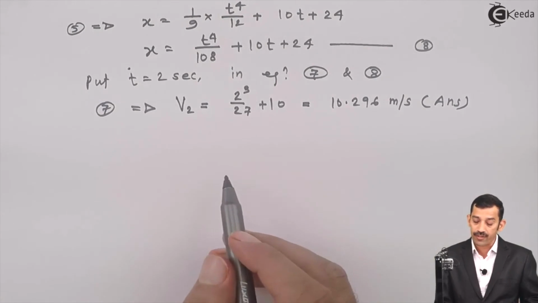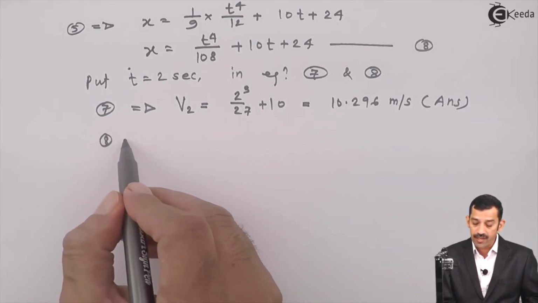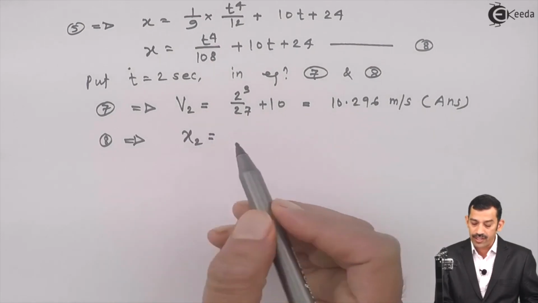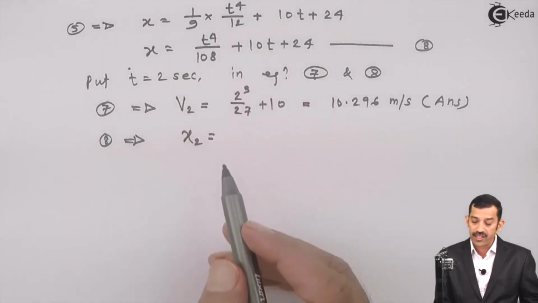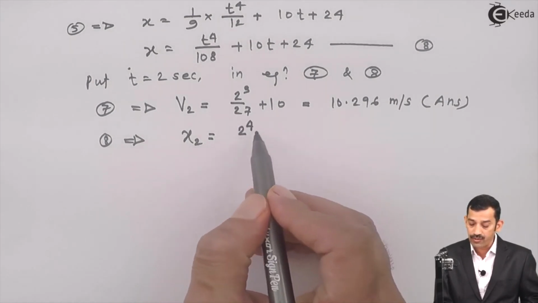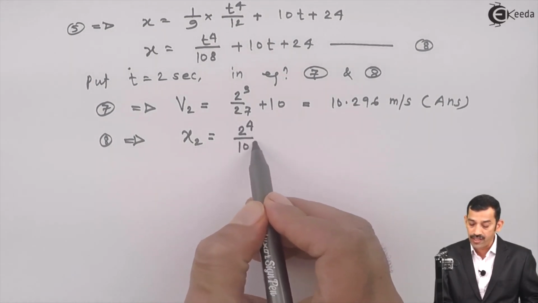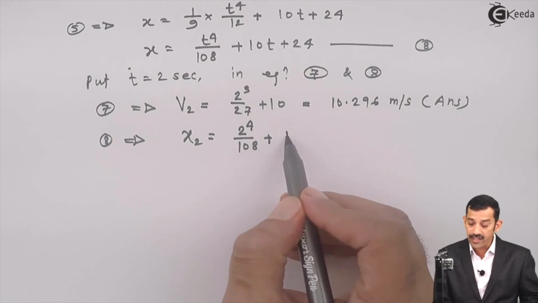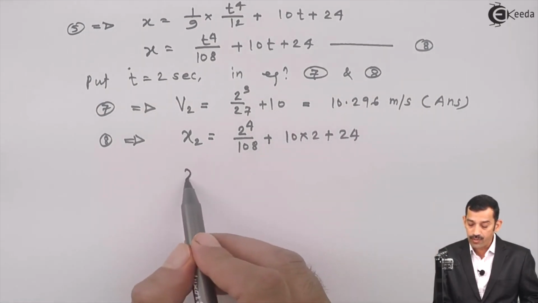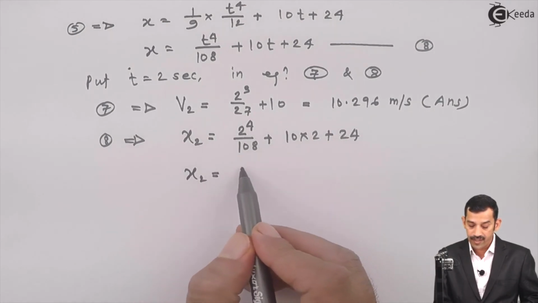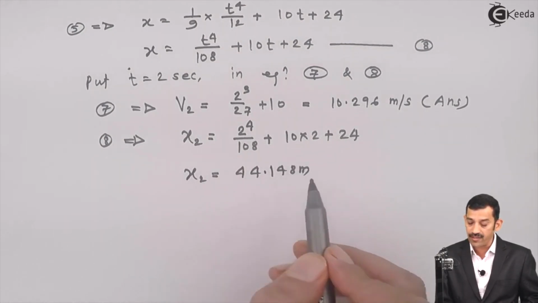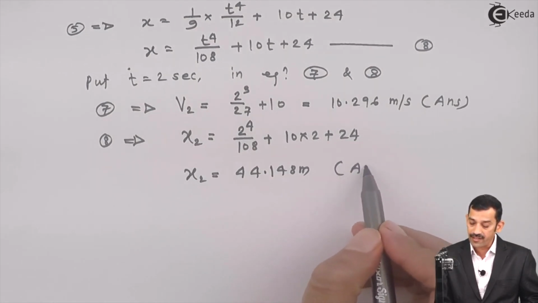What is the position? In equation number 8, the position at 2 seconds is t raised to 4 upon 108 plus 10t plus 24. Substituting t equal to 2 seconds, 2 raised to 4 upon 108 plus 10 into 2 plus 24. That means the position at 2 seconds is 44.148 meters. This is your next answer.